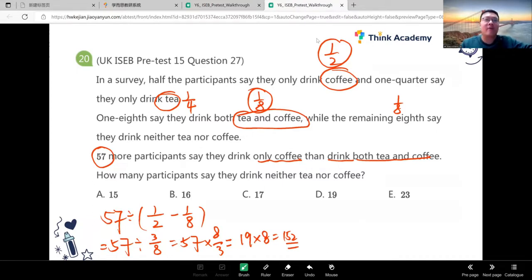And the question is how many participants say they drink neither coffee nor tea? So that will be 152 times the fraction, which is 1/8. So you divide by 8, you got 19. So that's why you choose D.